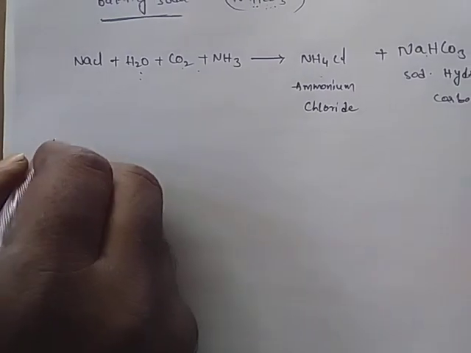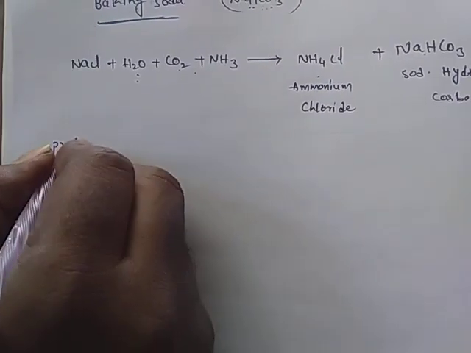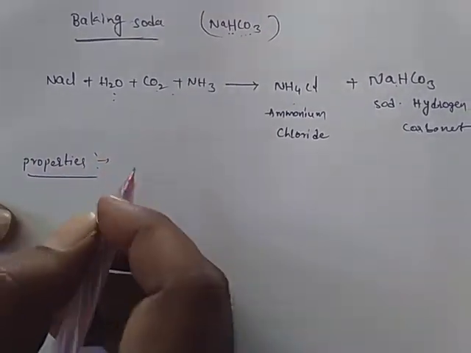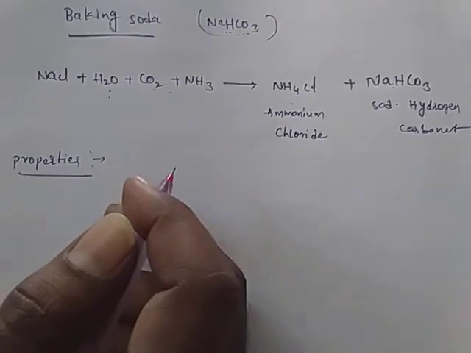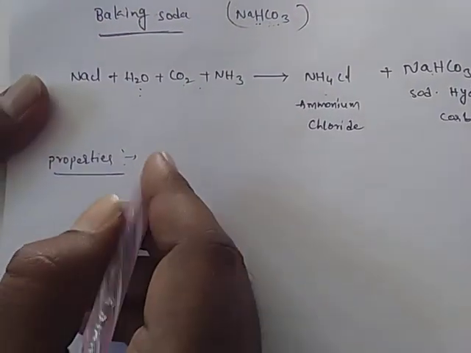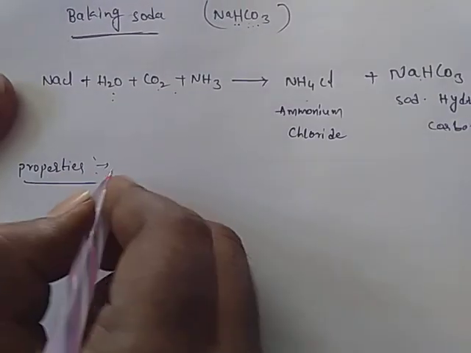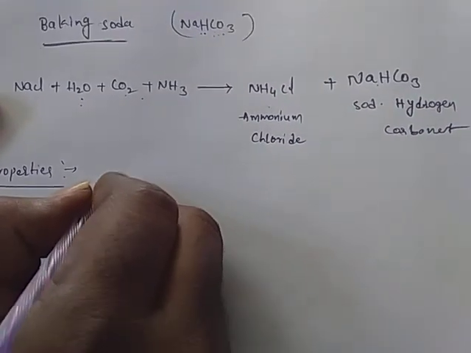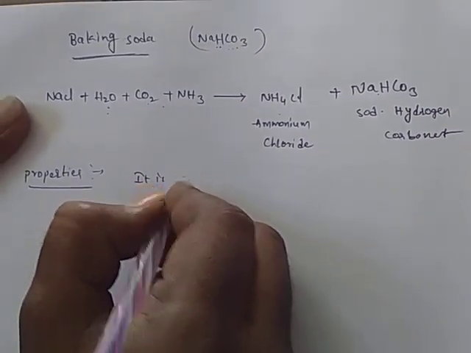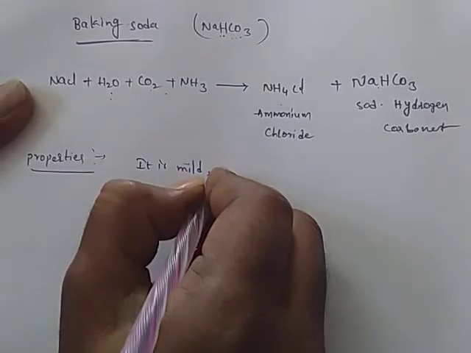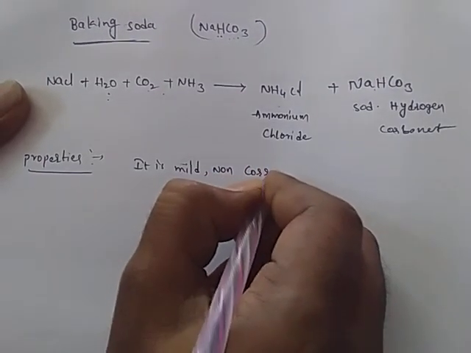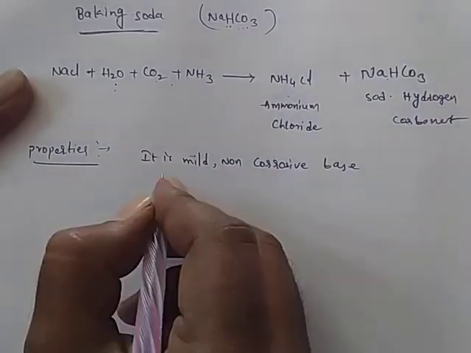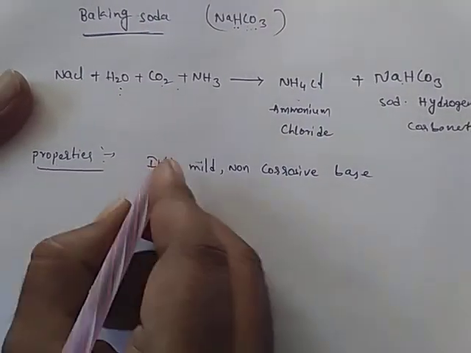And what are the properties? Now we are discussing the properties of baking soda. Baking soda is a mild base. It is a mild non-corrosive base. First point: it is a mild non-corrosive base.